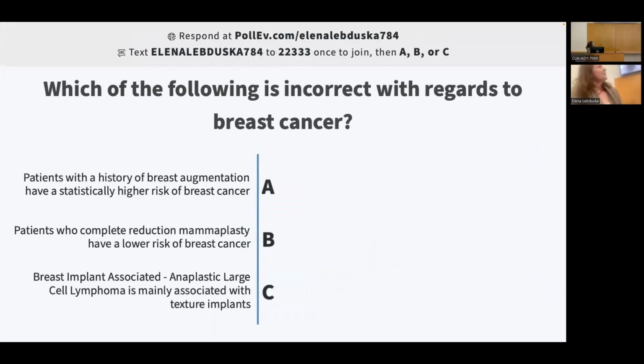All right, so this question is, which of the following is incorrect with regards to breast cancer? A, patients with a history of breast augmentation have a statistically higher risk of breast cancer. B, patients who complete reduction mammoplasty have a lower risk of cancer. C, breast implant associated anaplastic large cell lymphoma is mainly associated with textured implants.